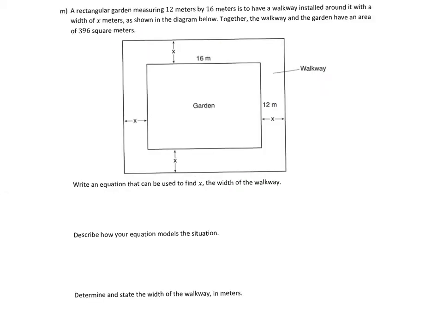All right, letter M is a great Regents exam problem. A rectangular garden measures 12 meters by 16 meters. So we can see that picture in the rectangle in the middle, labeled garden with 16 by 12 given to you. It's going to have a walkway installed around it. So a walkway goes all the way around the outside, with a width of x meters as shown in the diagram. So notice the width of this sidewalk is x on every side. Together, the walkway and the garden have an area of 396 square meters. Write an equation that can be used to find x, the width of the walkway.